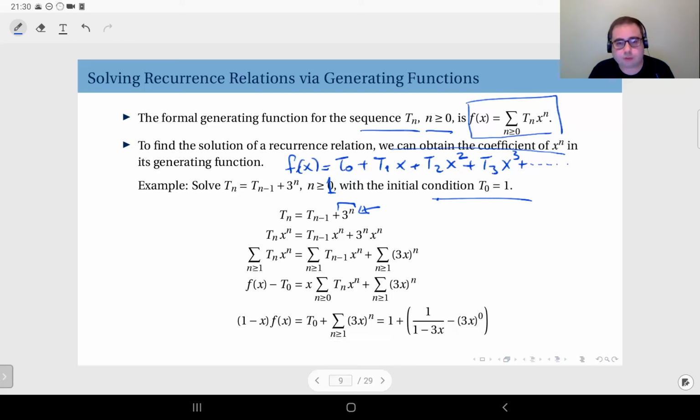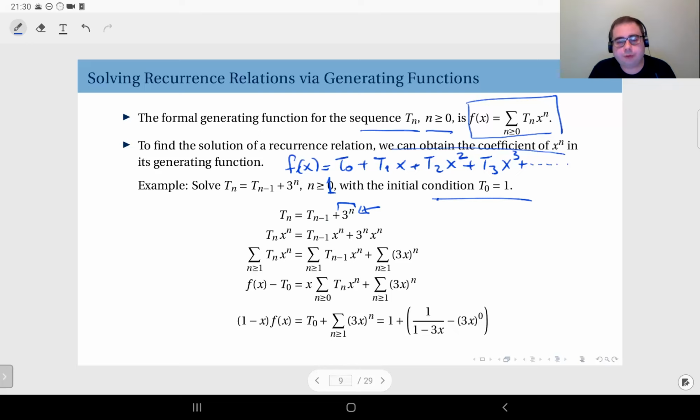So to be able to do that, I'm going to multiply each side by the term x to power n, and I'm going to apply an infinite sum to both sides. So Tn equals Tn minus 1 plus 3 to n. Multiply both sides by x to power n. What you get is Tn times x to power n equals Tn minus 1 times x to n plus 3 to n times x to n.